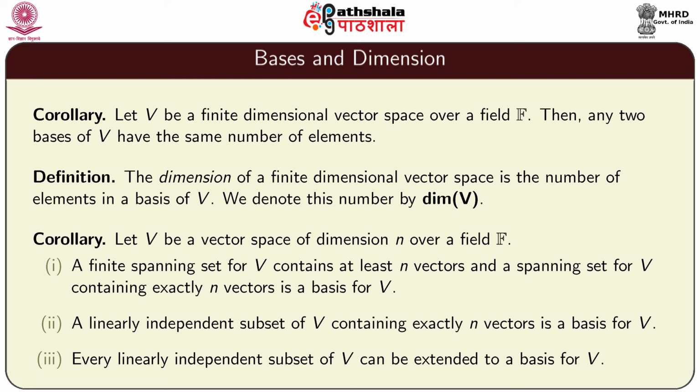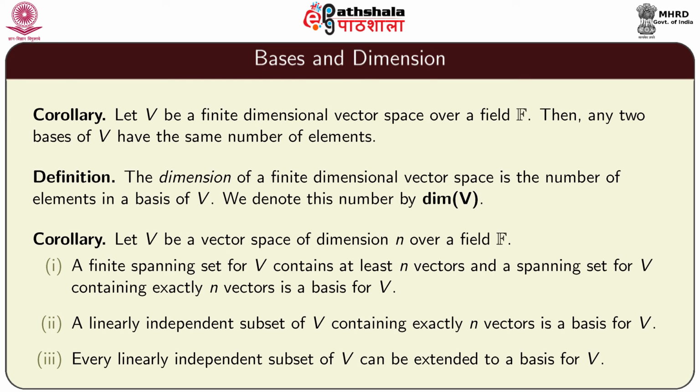Now, a very important corollary: let V be a finite dimensional vector space over a field F, then any two bases of V have the same number of elements. We know that any finite dimensional vector space has a basis. We have learned this before, and with the help of the replacement theorem, we can indeed show that any two bases have the same number of elements. Well, the proof is really simple.